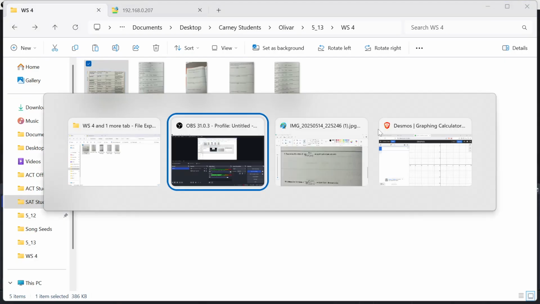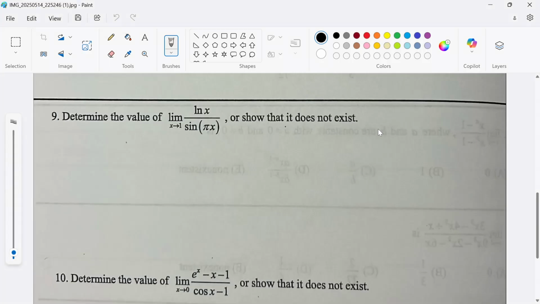This video is worksheet 4 for unit 14. Is it 14? Worksheet 4, and I have to do 9, 11, 13. Here's 9. Determine the value of the limit as x approaches 1 of log of x over sine pi x, or show that it does not exist.